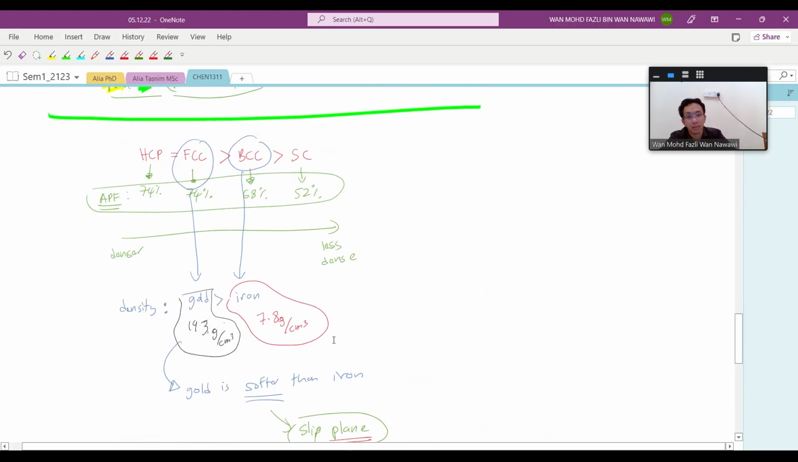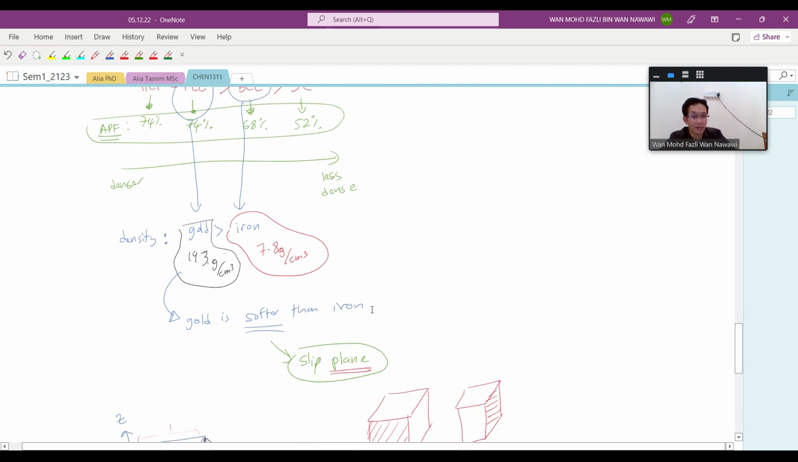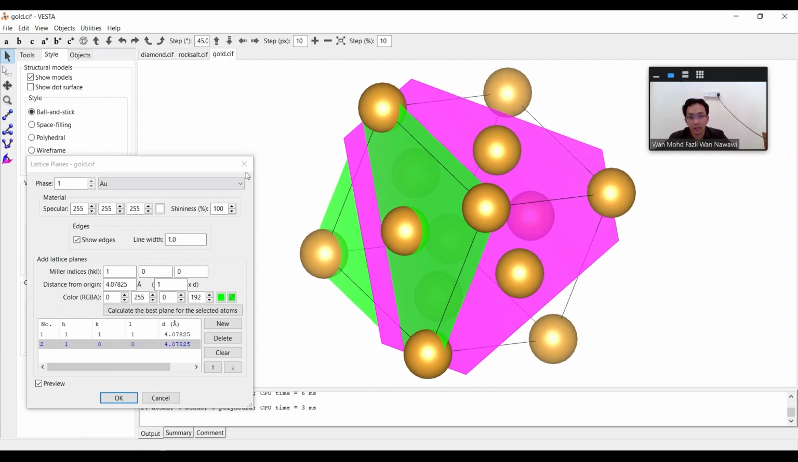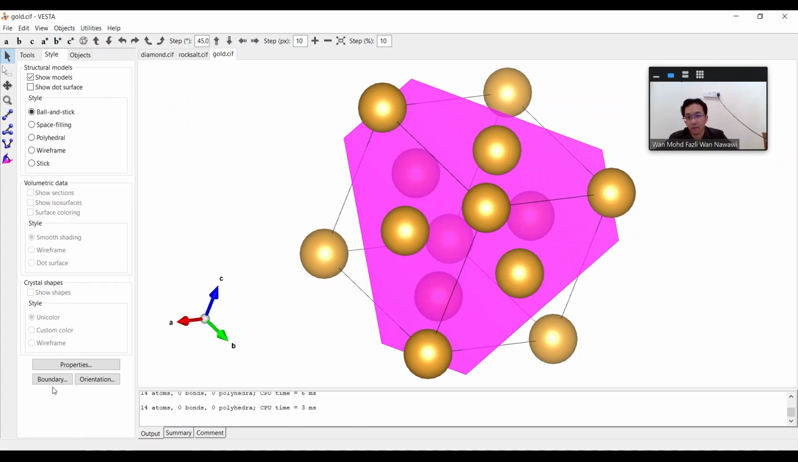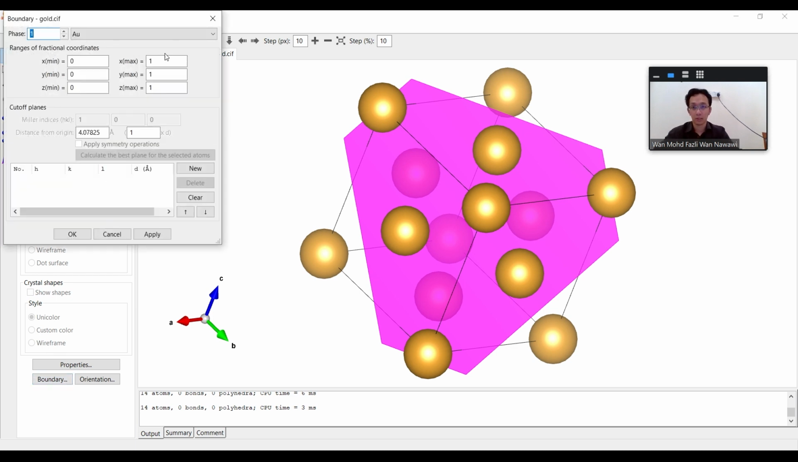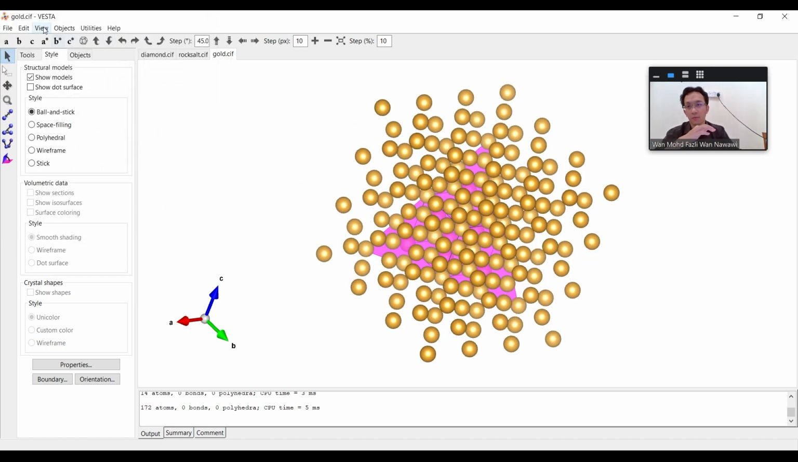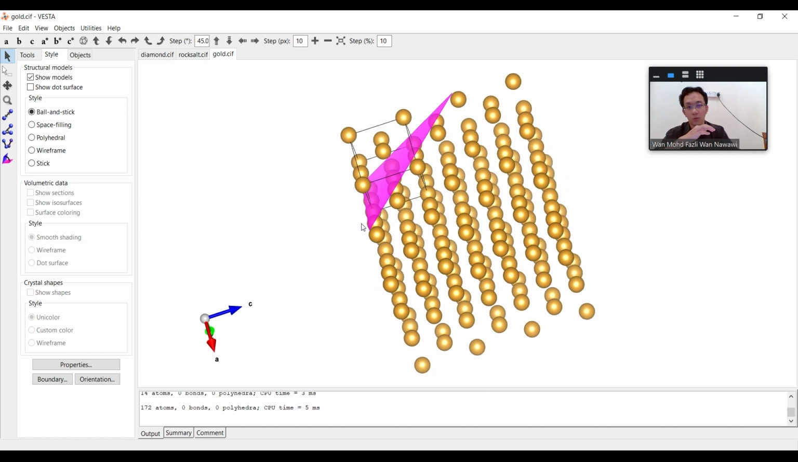So the reason why gold is softer than the iron is that it's much easier for the plane in the gold to slide compared to the iron. Okay, the plane in the gold is much easier. For example, let's say I see gold here. Let's say instead of 1, let me put 3, 3, 3, 3. Apply. Okay, let me remove the. Okay, so that is 111.